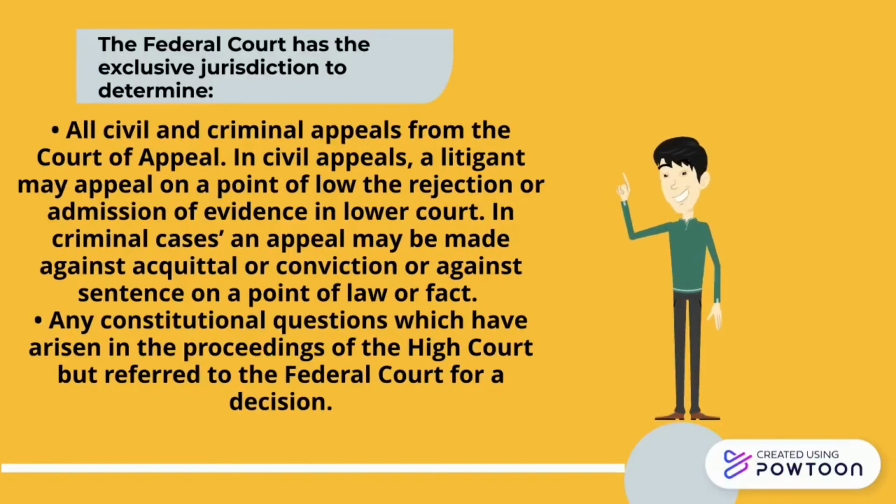The Federal Court has the exclusive jurisdiction to determine all civil and criminal appeals from the Court of Appeal. In civil appeals, a litigant may appeal on a point of law the rejection or admission of evidence in a lower court. In criminal cases, an appeal may be made against acquittal or conviction or against sentence on a point of law or fact. Moreover, any constitutional questions which have arisen in the proceedings of the High Court are referred to the Federal Court for a decision.